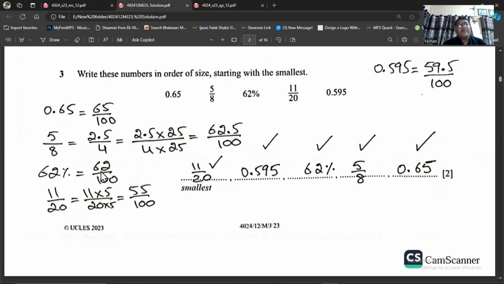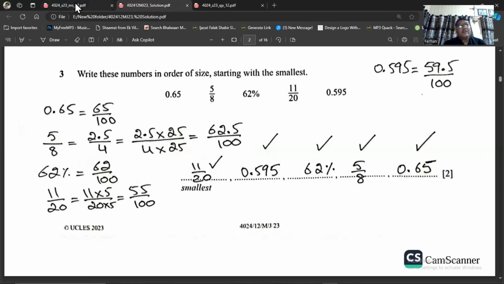Then you will have 0.595. Here I have written 0.595, that is 59.5 by 100. So this will come first, then you will have 62%. Then you will have this one, which is 62.5 by 100, which is 5 by 8. And then I will write this one, which is 0.65.